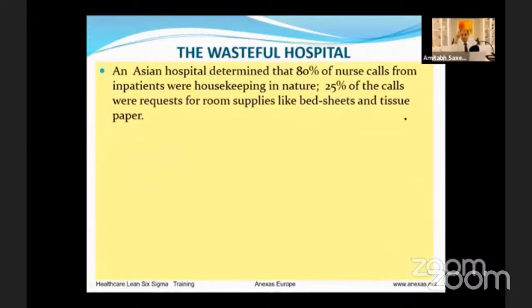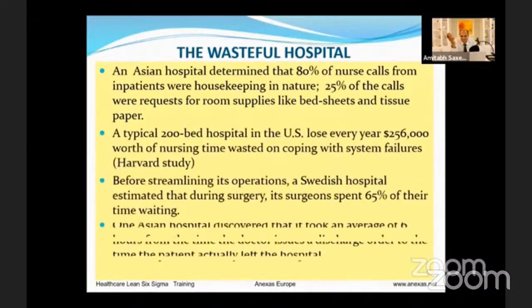Waste of intelligence. 80% of the nurse calls from patients are housekeeping in nature. My pillow cover is dirty. My bed sheet is dirty. This is waste of intelligence of the nurse. The nurse is not here to take care of your pillow covers. There is a separate person, but most of the time you call the nurse for that. This is waste of intelligence of the nurse.